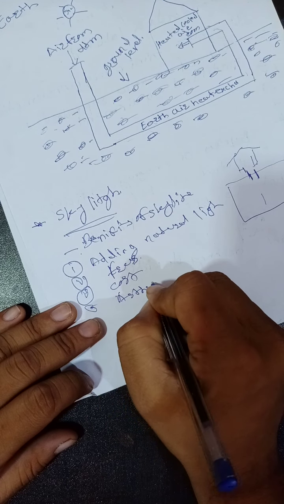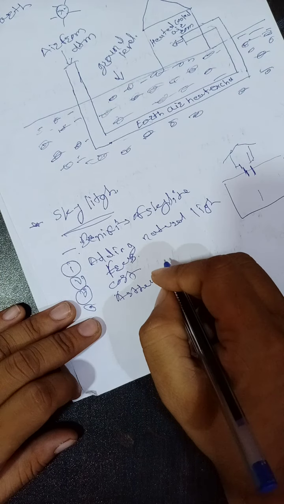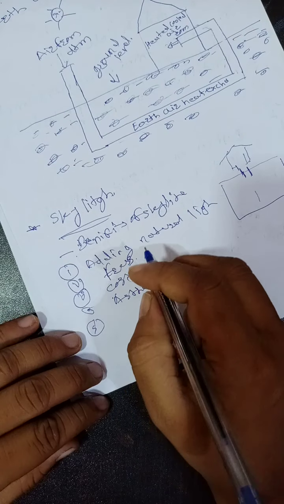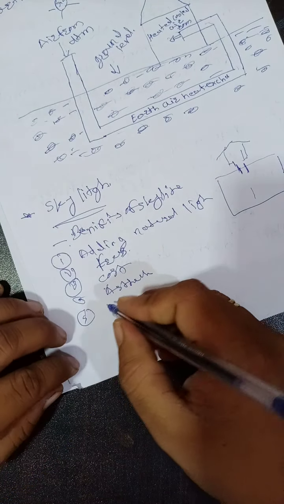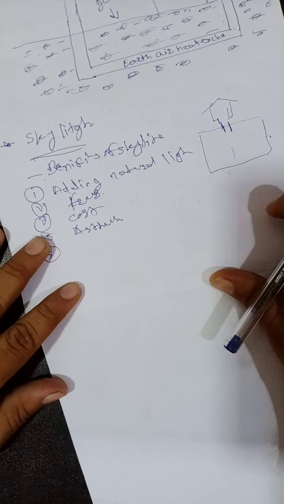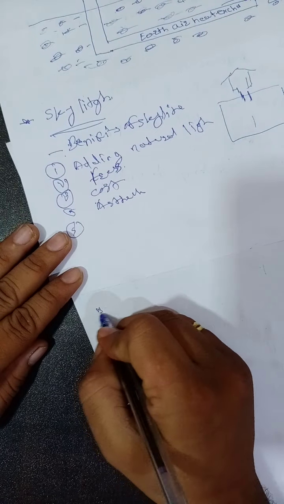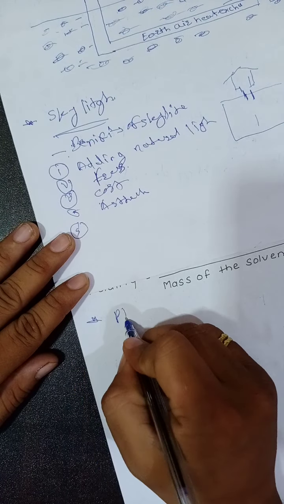Aesthetic changes add to resale value, and fifth is natural views and adding space to the room. These are the important points of the skylight. Next, we have to discuss again one point, photovoltaic system.